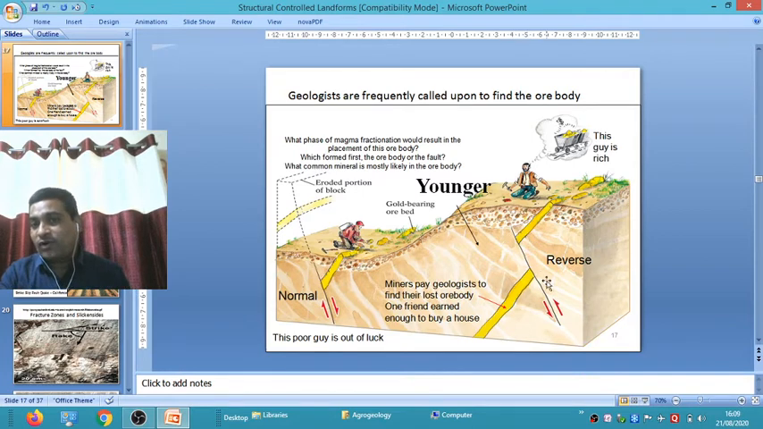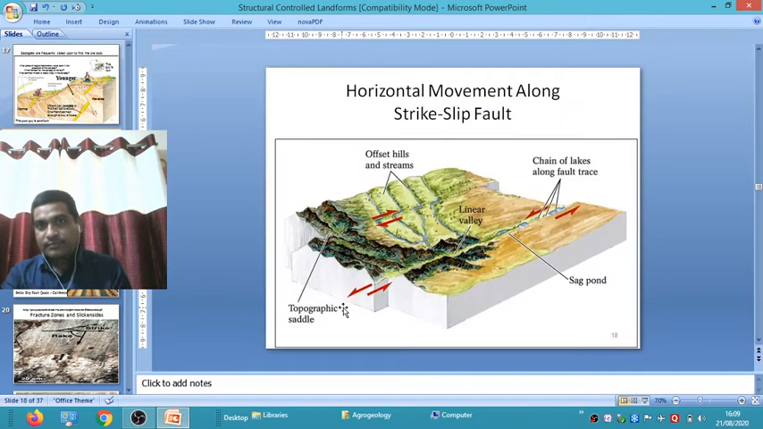This is the reverse fault, the hanging wall goes upward, not downward. This is the reverse fault, and this is the normal fault. Okay. Horizontal movement along the strike slip fault. Horizontal movement.